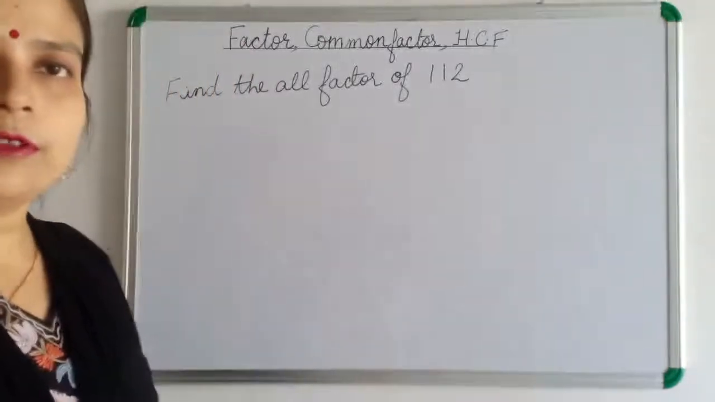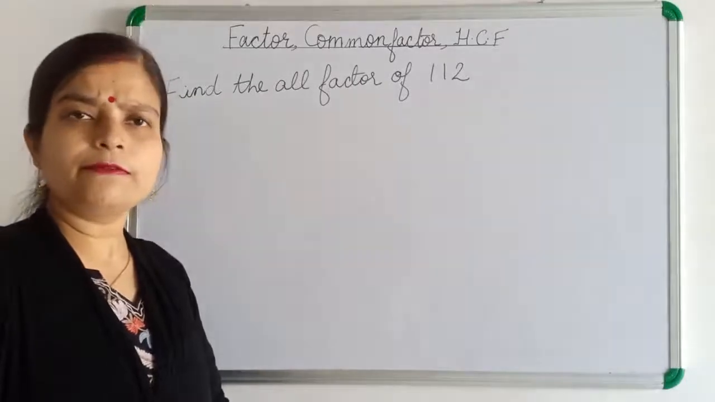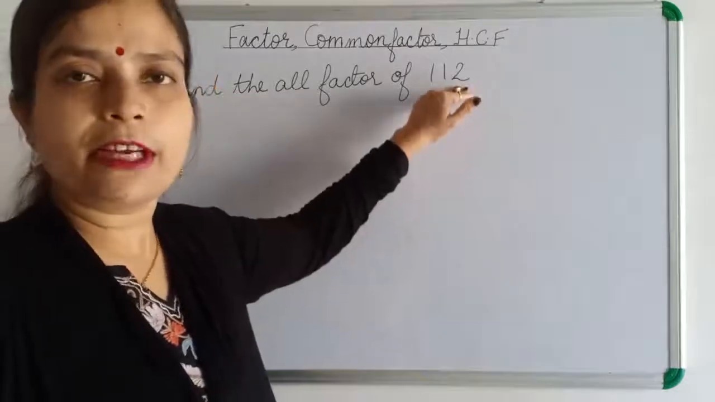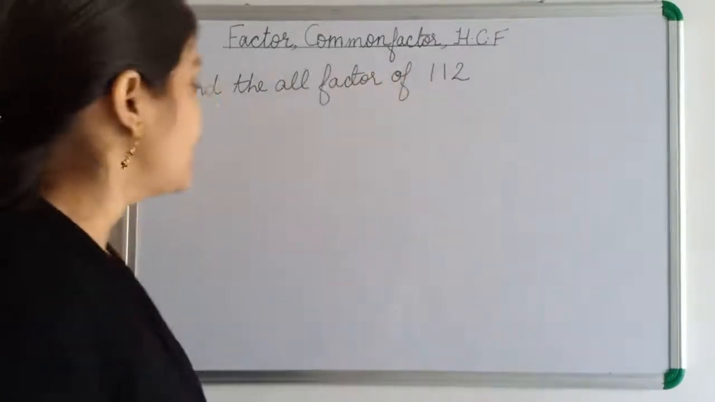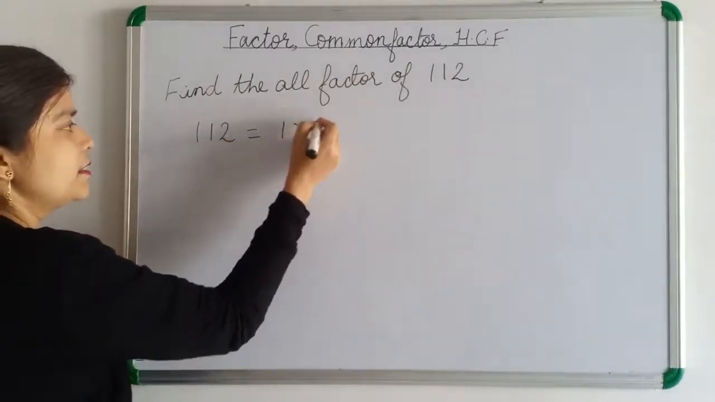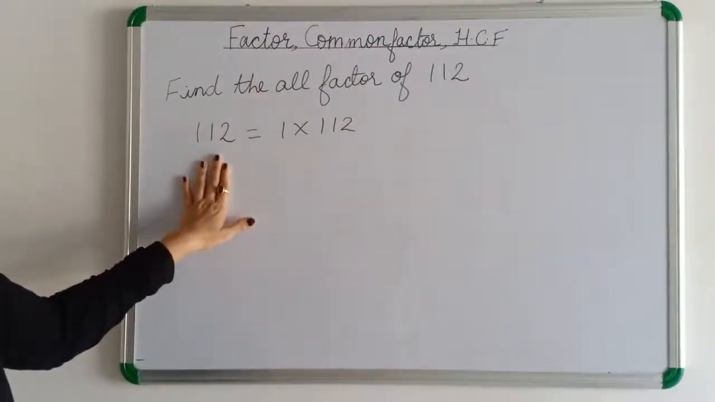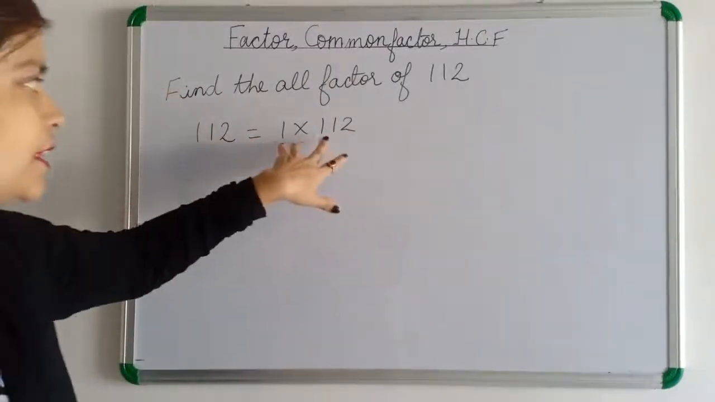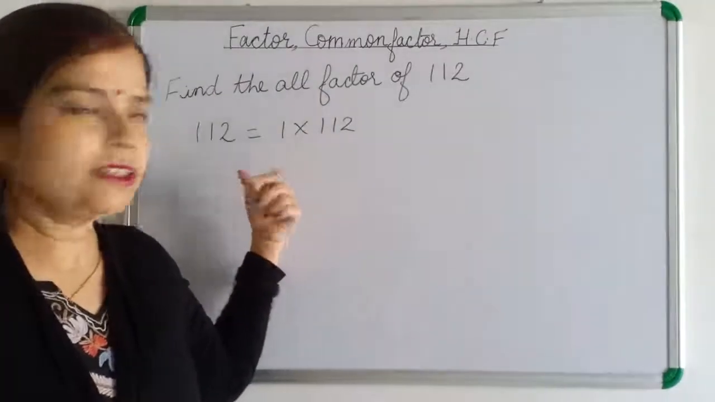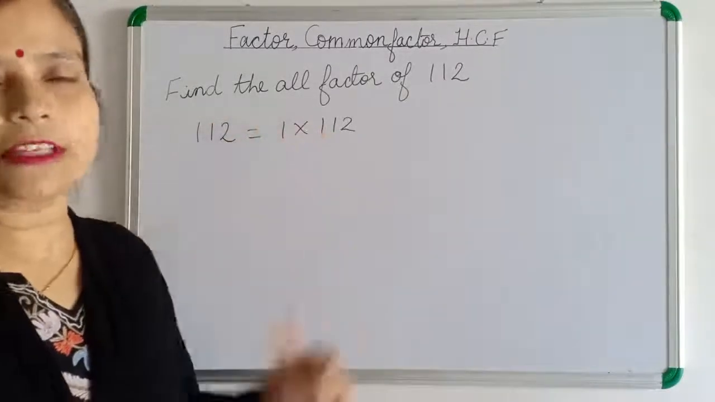How are we finding? First we know that 1 is a factor of all numbers and the number itself is also a factor of all numbers. So there are two factors we know already. 112 we can divide by 1. So these two are factors of 112. If a number is the product of two numbers, then these two numbers are known as factors of this number. So 1 is a factor of 112 and 112 is also a factor of 112.